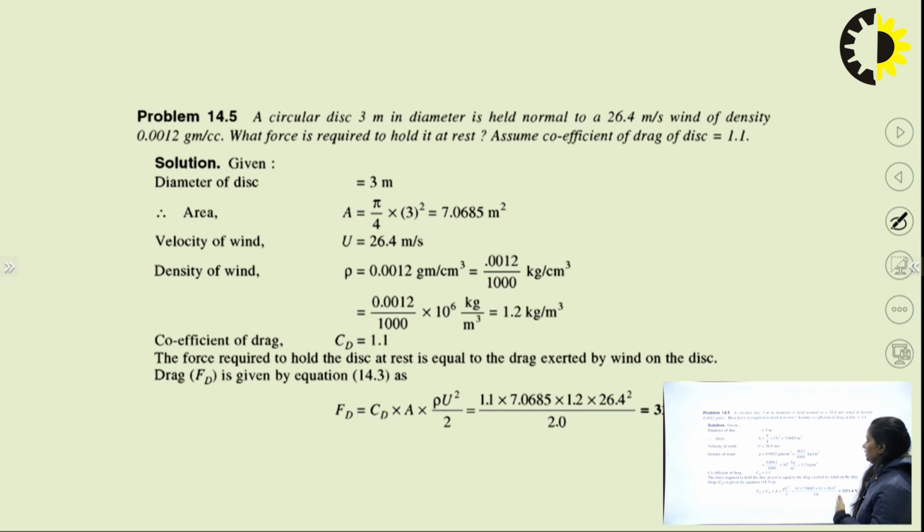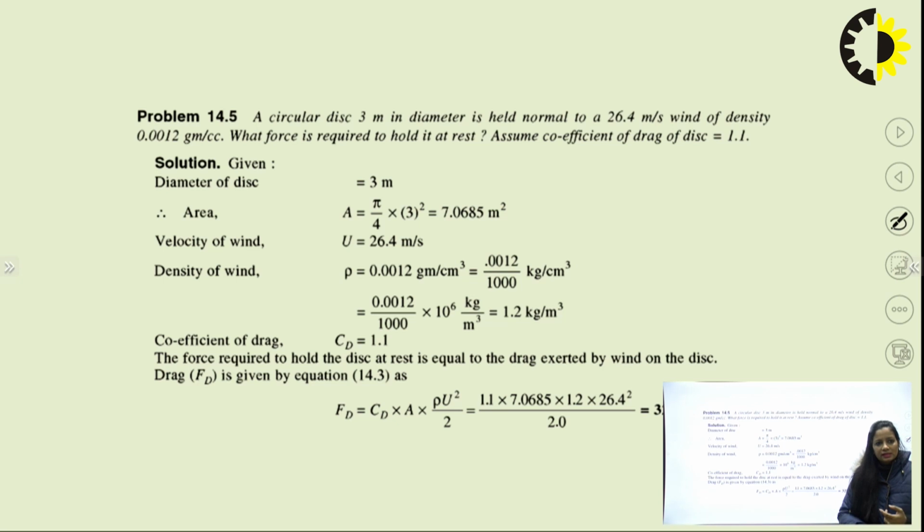Next question is, a circular disc which is 3 meter in diameter is held normal to a 26.4 meter per second wind. Here the density is also given as 0.00212 gram per centimeter cube. What is the force required to hold it at rest? Assume the coefficient of drag of the disc is 1.11.